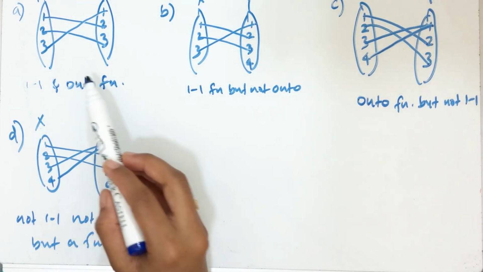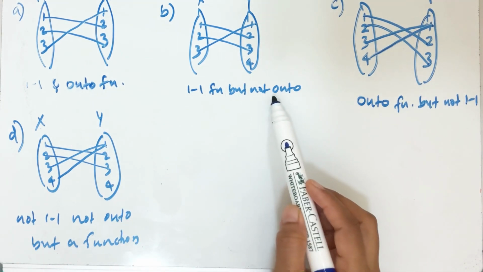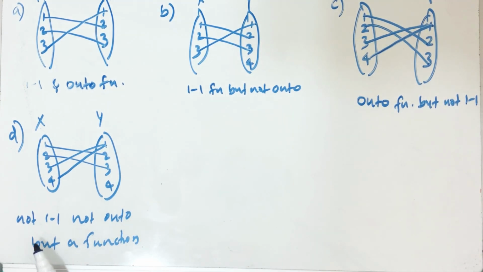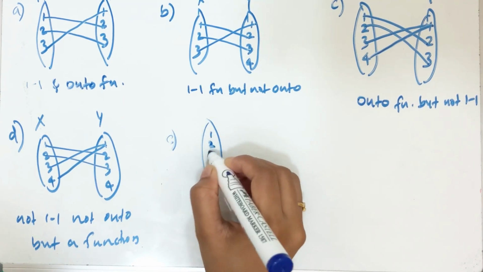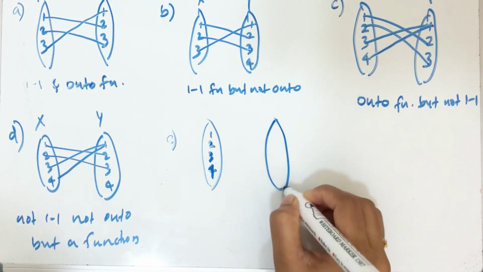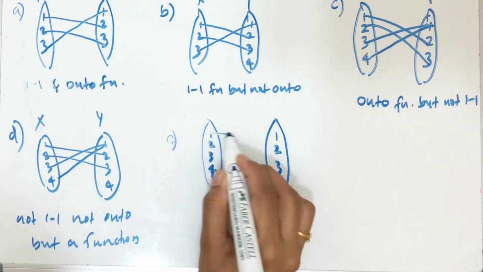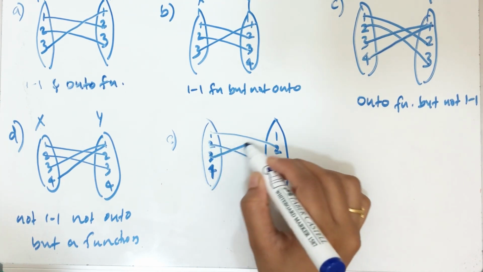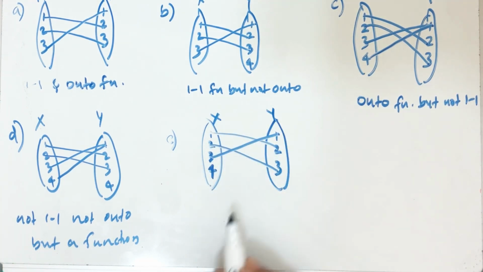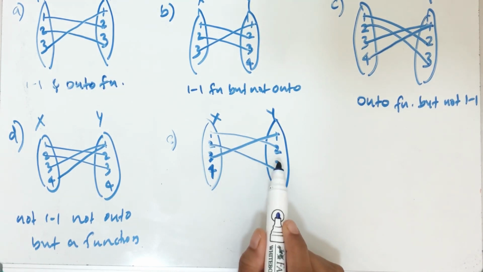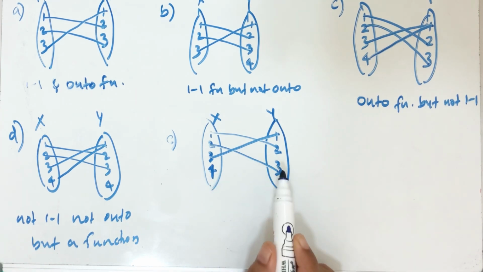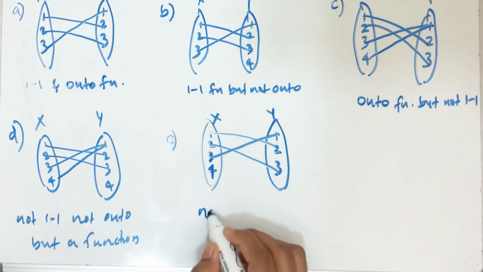So we have seen 1-1 and onto function, 1-1 but not onto, onto but not 1-1, and not 1-1 and not onto. Next we can see an example to show not even a function. Take the example X is equal to {1, 2, 3, 4}, Y is equal to {1, 2, 3}. 1 maps to 2, 2 maps to 3, 3 maps to 1. Here see, this is not a function because every element of X should map to exactly one element of Y. Here 4 maps to no element.